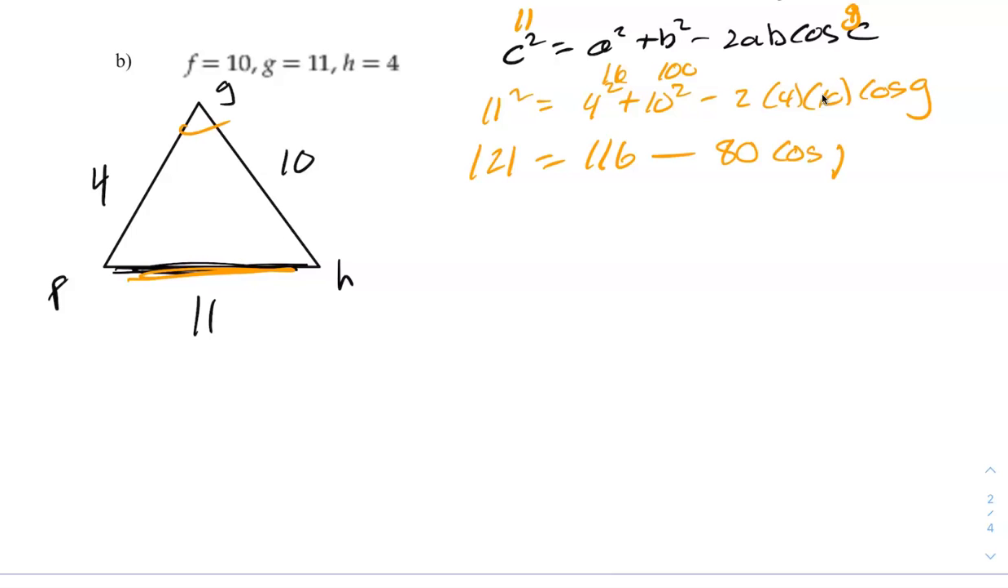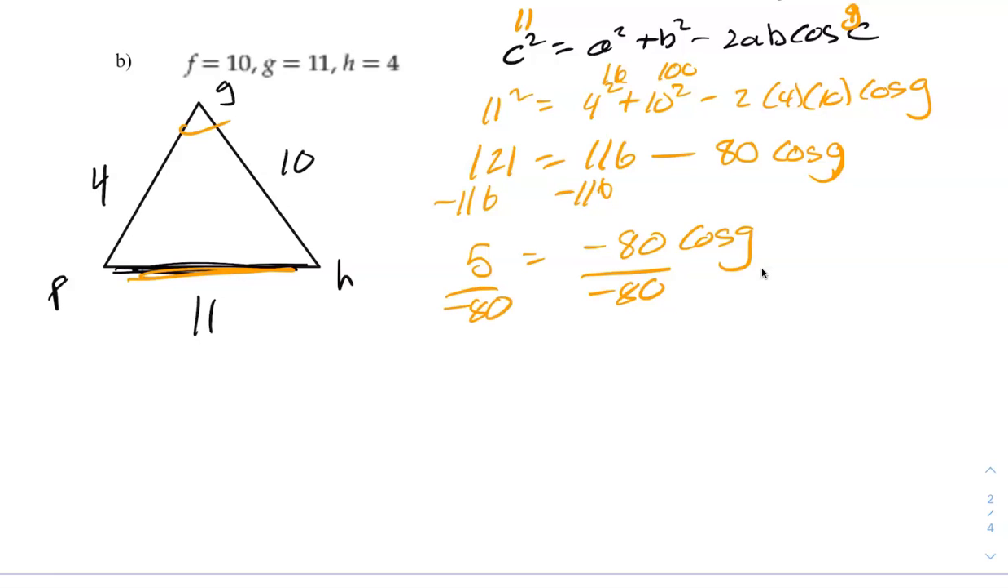Okay, so a big mistake people make is they subtract these two. They do like 116 minus 80, so they do like 36, and then they'll go on from there. That is wrong. This has a variable in it. There's a cosine there. You can't just subtract the numbers. So what I do from here is I subtract 116 from both sides. So you get 5 equals negative 80 cosine G. That's proper mathematics. This has a variable. You cannot combine it with a straight-out constant. So you move it over, and then we divide by negative 80.